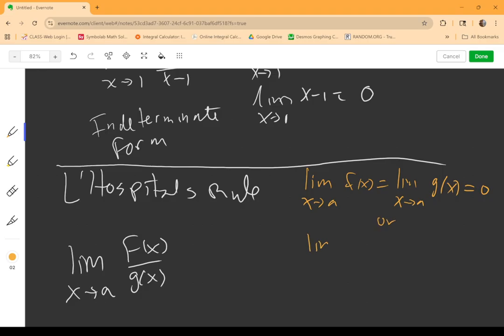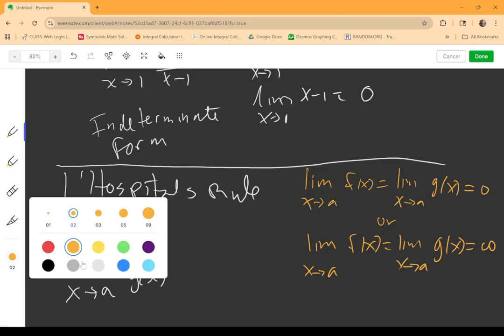Or the limit as x approaches a of f of x is equal to the limit as x approaches a of g of x is equal to infinity. Now for this one, the infinity one, it's not going to matter whether it's positive or negative, because really that just comes down to multiplying in some kind of constant. So what we have here is these two quantities where L'Hopital's rule is going to apply.